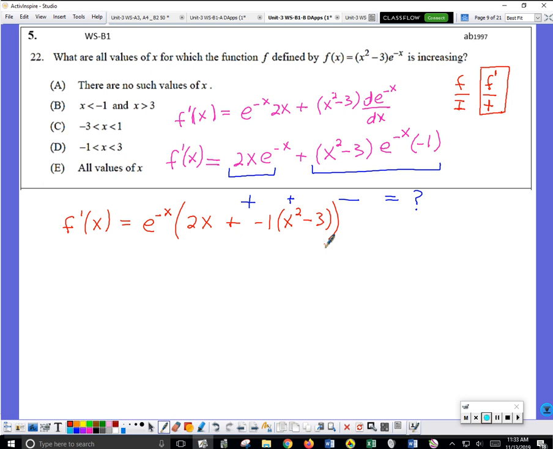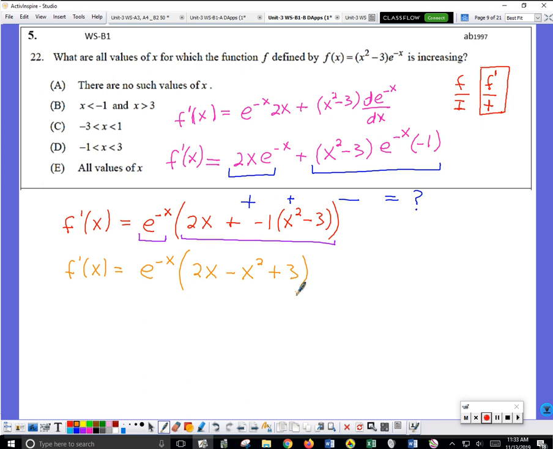Okay, now I do have two pieces here. This piece is simple to make a sign chart of. This piece is still a bit complicated because it's a quadratic. So I'm going to keep trying to find smaller pieces. So let's see, f prime, e to the negative x, 2x minus x squared plus 3.